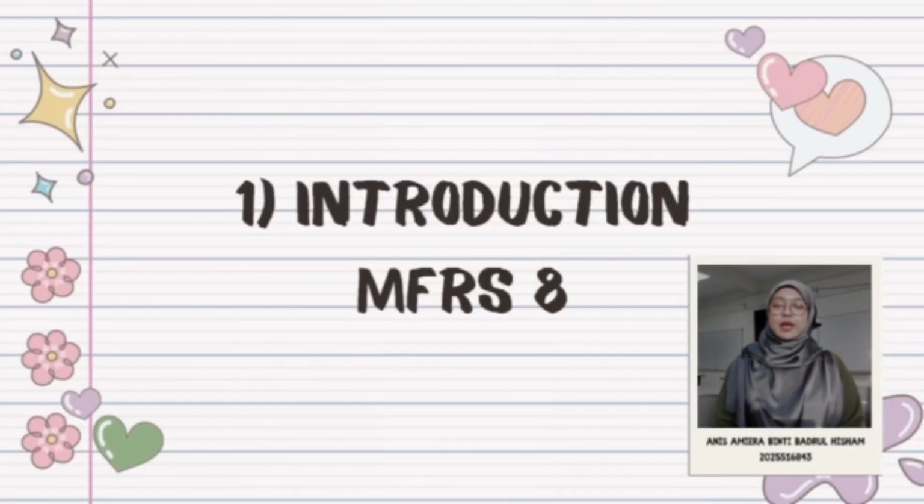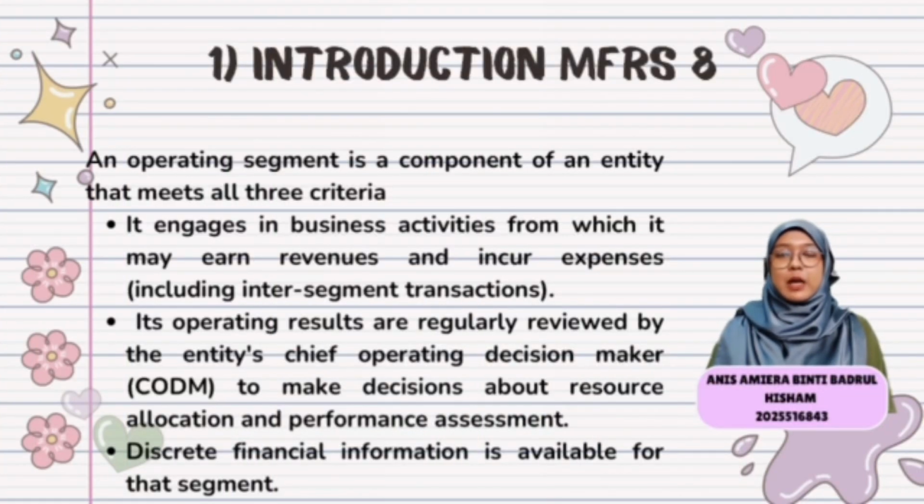Introduction to MFRS. The foundation of segment reporting under MFRS 8, which aligns with the management approach, requires us to identify segments based on how our internal decision makers view the business. Crucially, an operating segment is defined as a component of an entity that must satisfy three mandatory criteria simultaneously to qualify for reporting. First, it must engage in business activities from which it generates revenues and incurs expenses. This definition explicitly includes transactions conducted with other segments of our entity.